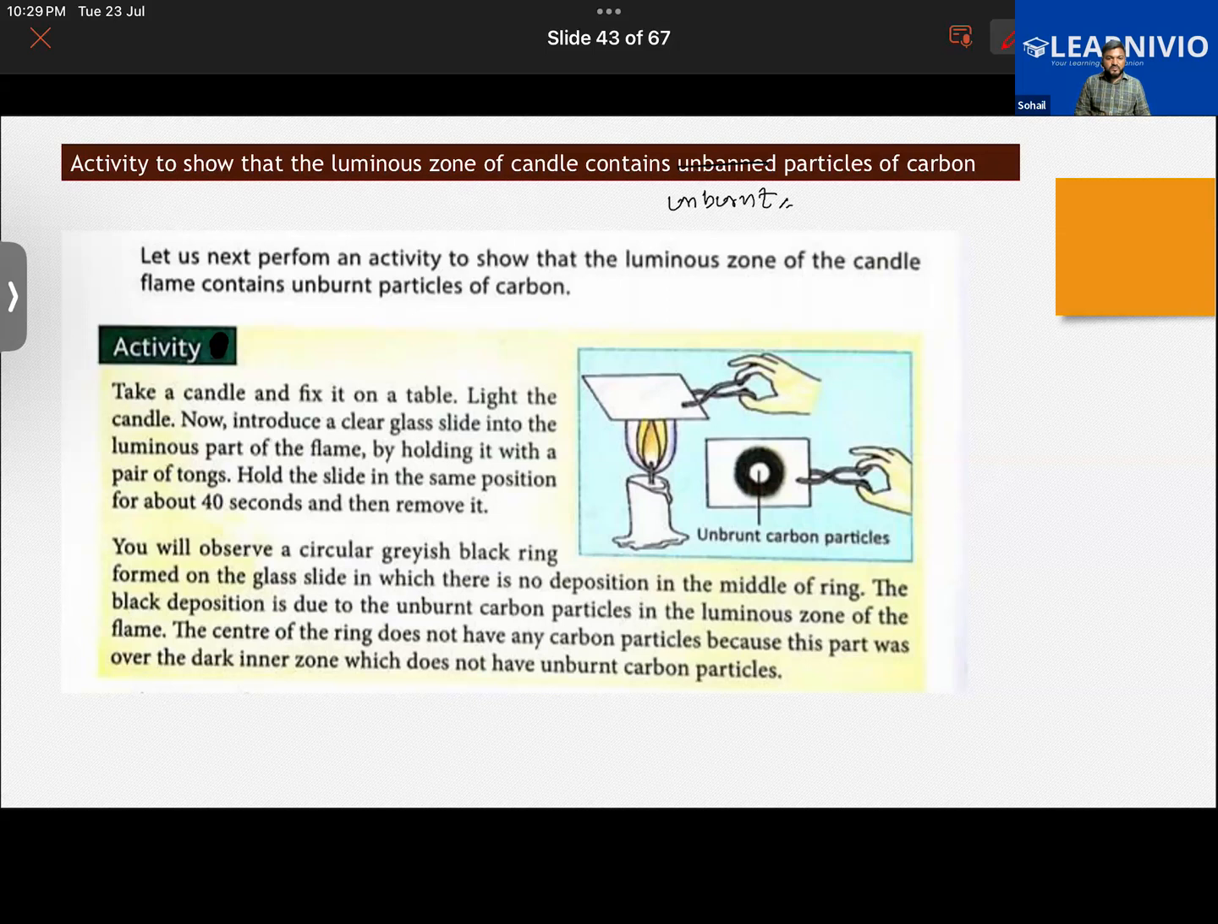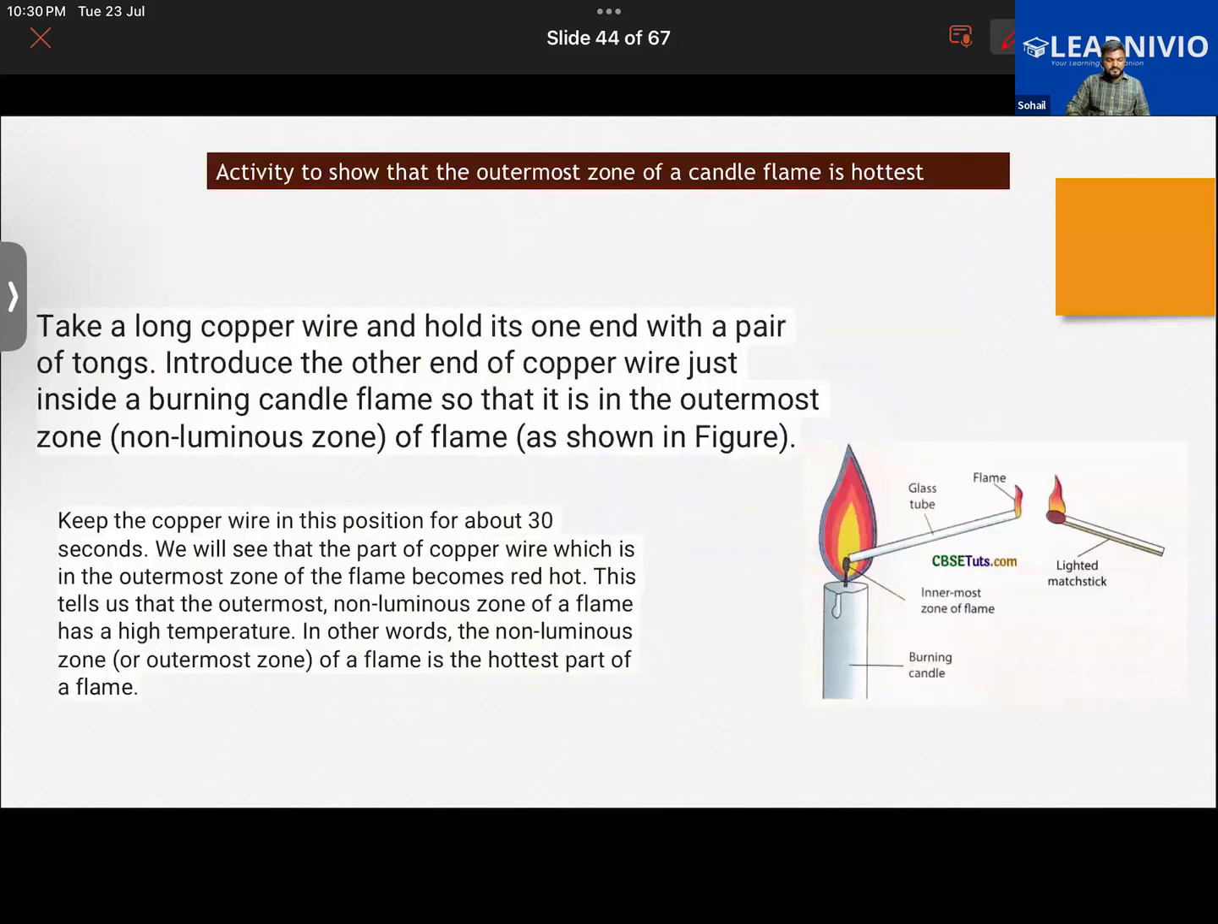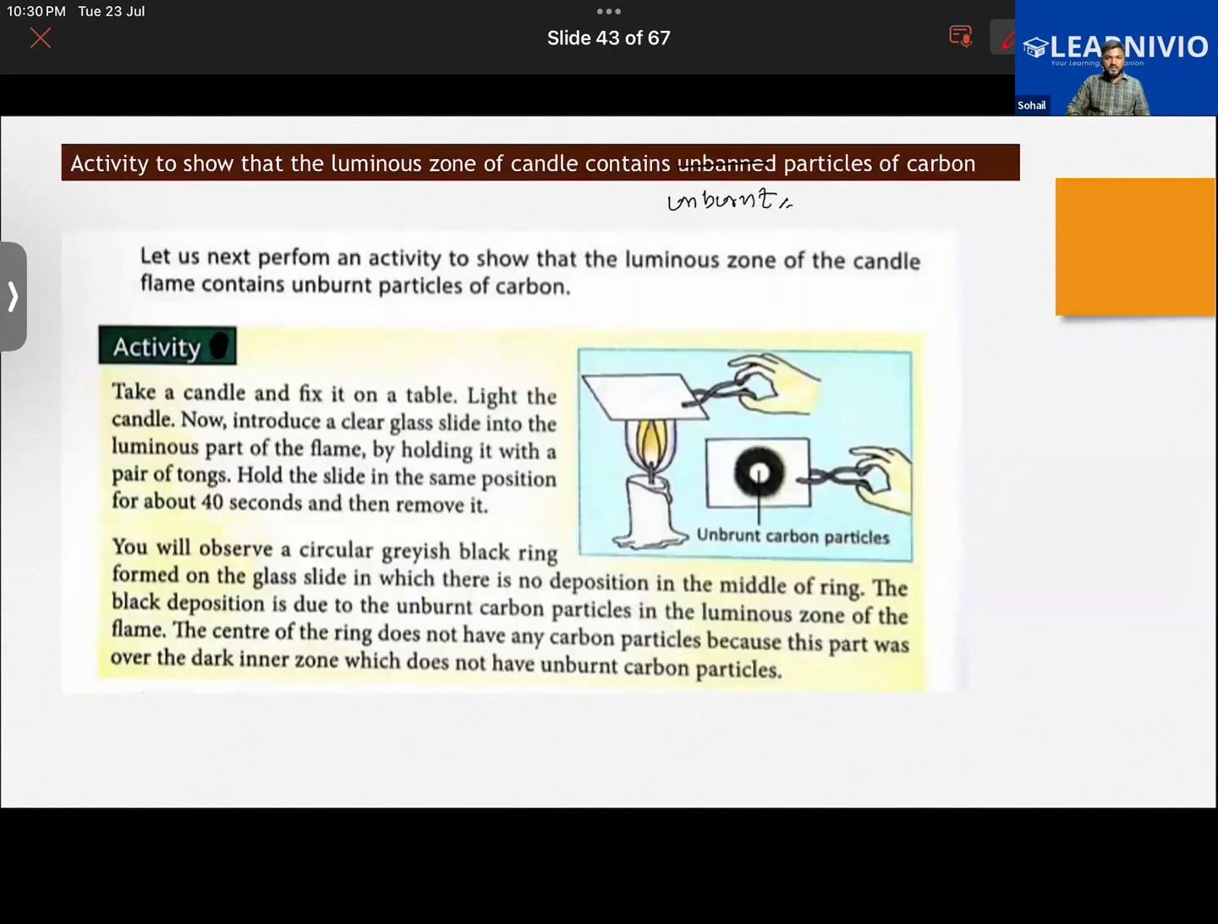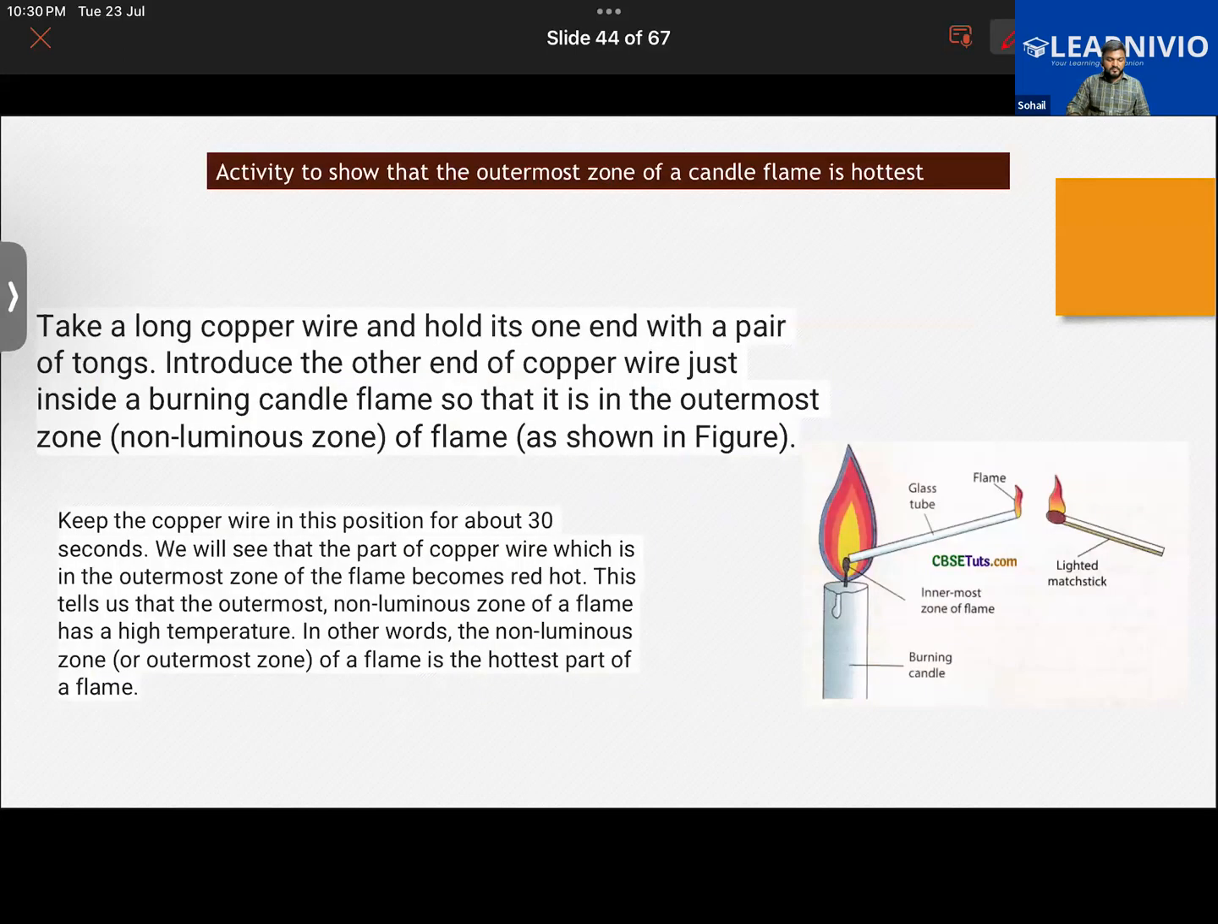You guys understood this? What we have learned in this? Why does the center of the ring not contain any carbon particles? Because it was over the dark inner zone of the candle flame, no? Which does not have any unburnt carbon particles, but rather they have unburnt wax vapors. You guys getting it? Yes, sir. Good. From here, we'll be continuing in the next class. If you guys have any other questions, please let me know.